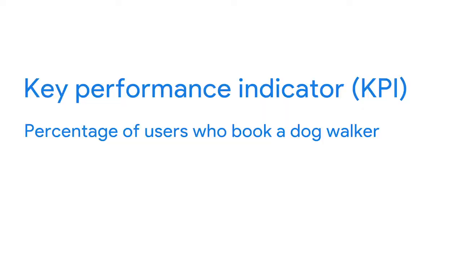Another important element of your plan is the key performance indicators, or KPIs. As a reminder, key performance indicators are critical measures of progress towards an end goal. You might ask, how can you measure your progress towards the research goal? For our app, one thing we should track is how many users in the research study complete their search for a dog walker. So the KPI would be the percentage of users who book a dog walker.